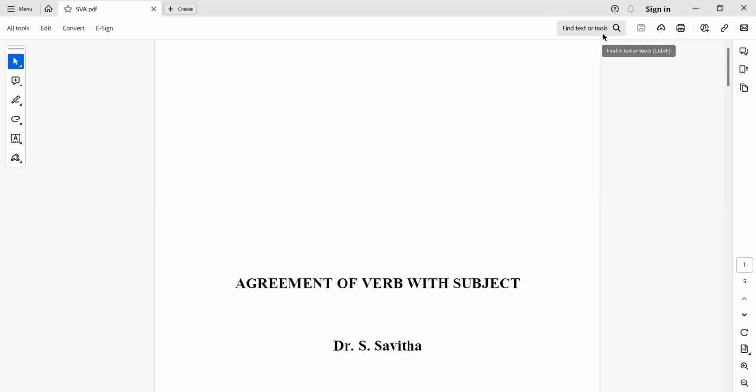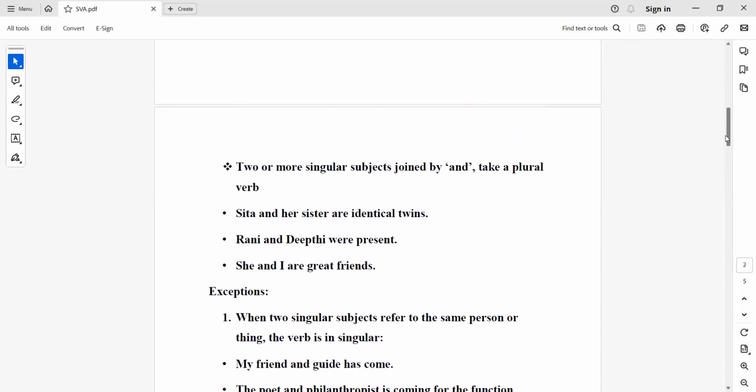Let us understand through some examples how the subject agrees with the verb. The first rule is two or more singular subjects joined by and take a plural verb. Sita and her sister are identical twins. Rani and Deepthi were present. She and I are great friends. Here, there are two subjects and they are joined by the conjunction and.